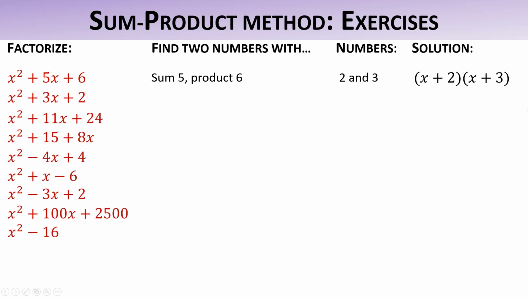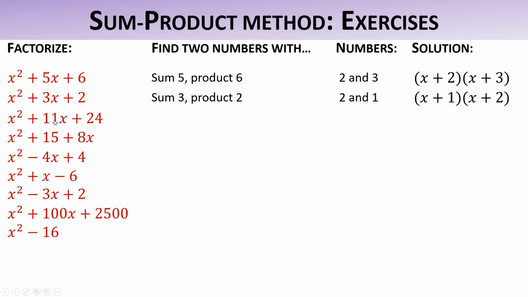Now, pause the video and see if you can do that for all of these formulas. All right, so in this formula, we are going to look for two numbers with the sum 3 and product 2. And those numbers are going to be 2 and 1. 2 times 1 is 2, and 2 plus 1 is 3. So the solution is x plus 1 times x plus 2, or x plus 2 times x plus 1. The order here doesn't matter.